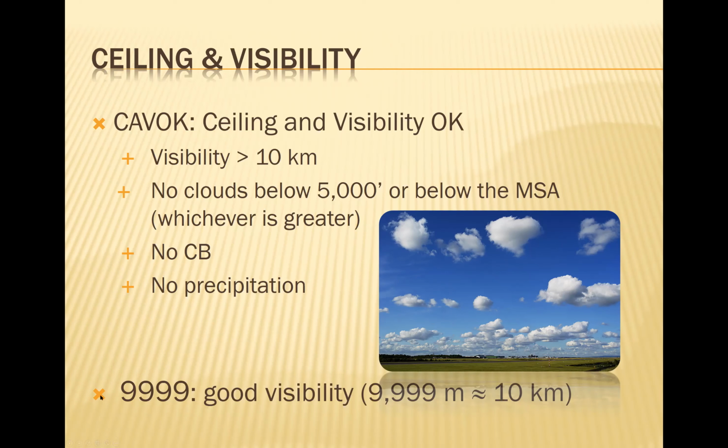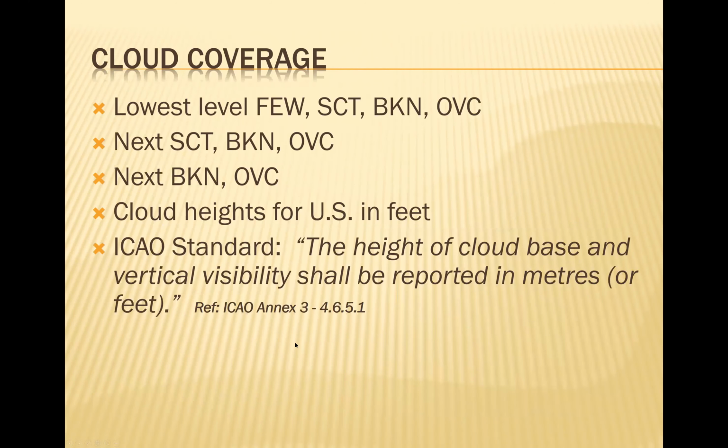Have you guys seen these quadruple nines in the United States? Yeah, sometimes. Okay. Thanks for staying awake, staying with me here. Good visibility in the United States with the triple nines means 10 nautical miles. In ICAO rules, it could be 10 kilometers. So it's neither here nor there.